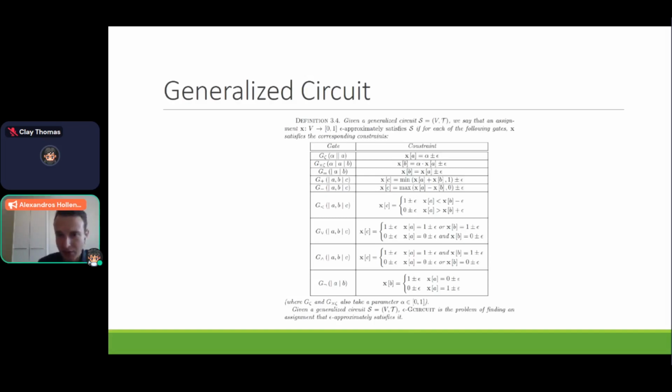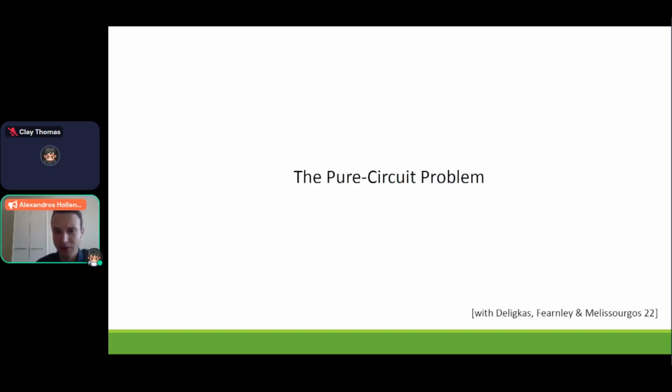Now, this is the definition of the problem. And normally, I would tell you more about this problem. I have slides for that. But instead, I'm going to tell you about a simpler version of that problem, which is from joint work with Tselekounis, Fearnley and Melissourgos. So this is a version of the problem that I think is simpler to present, and it also allows us to get stronger results. So I think it's better for this kind of tutorial.